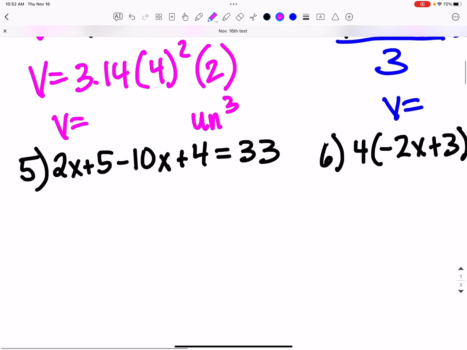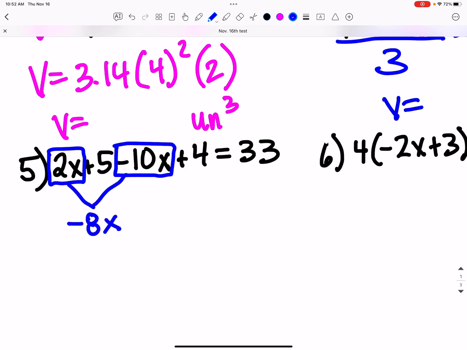All right, these guys, number 5, let's see. We've got 2x's and negative 10x's on the same side. So really what we have is negative 8x's. Over here on the same side, we've got positive 5 and positive 4. They're both numbers, so we can combine them. Really, we have plus 9 equals 33.